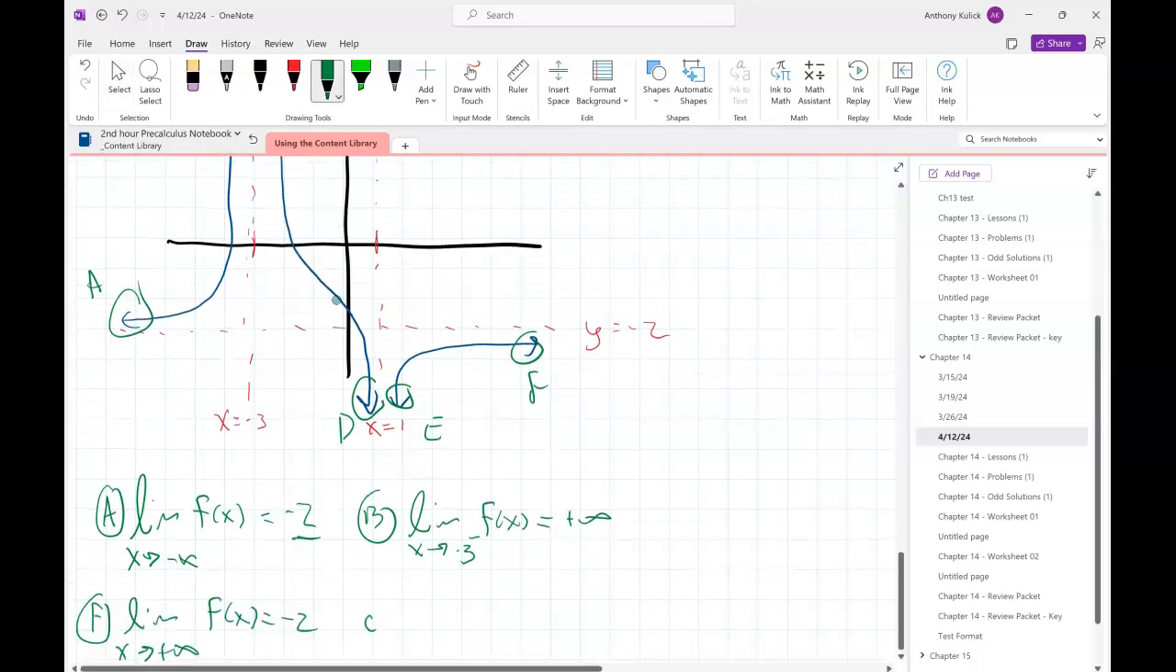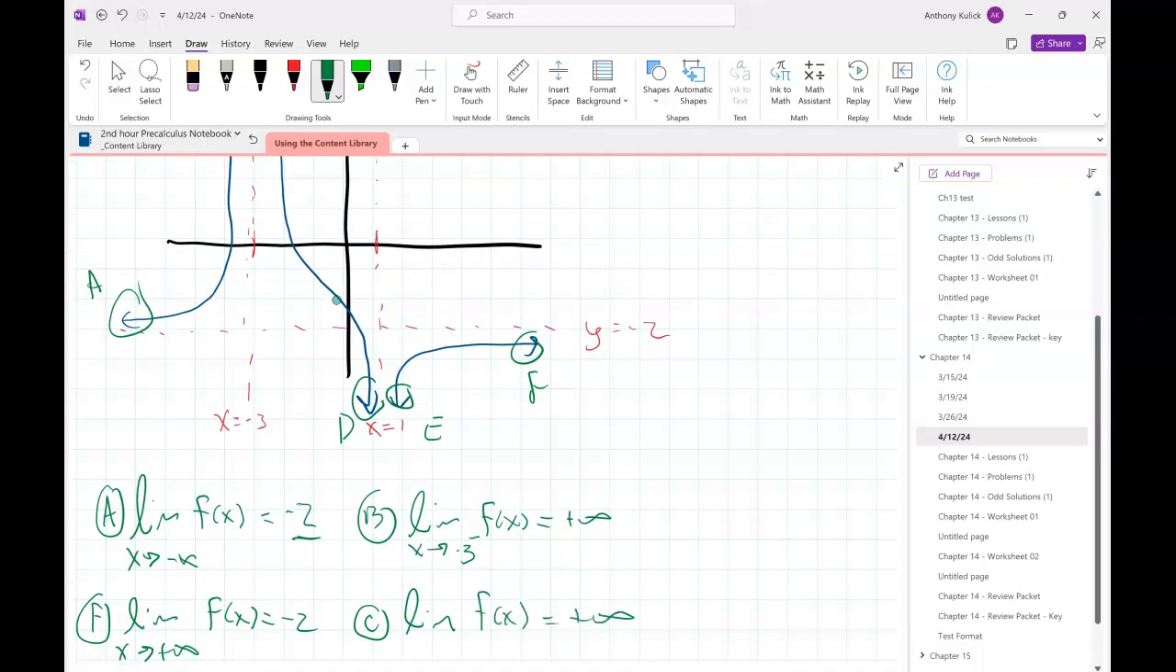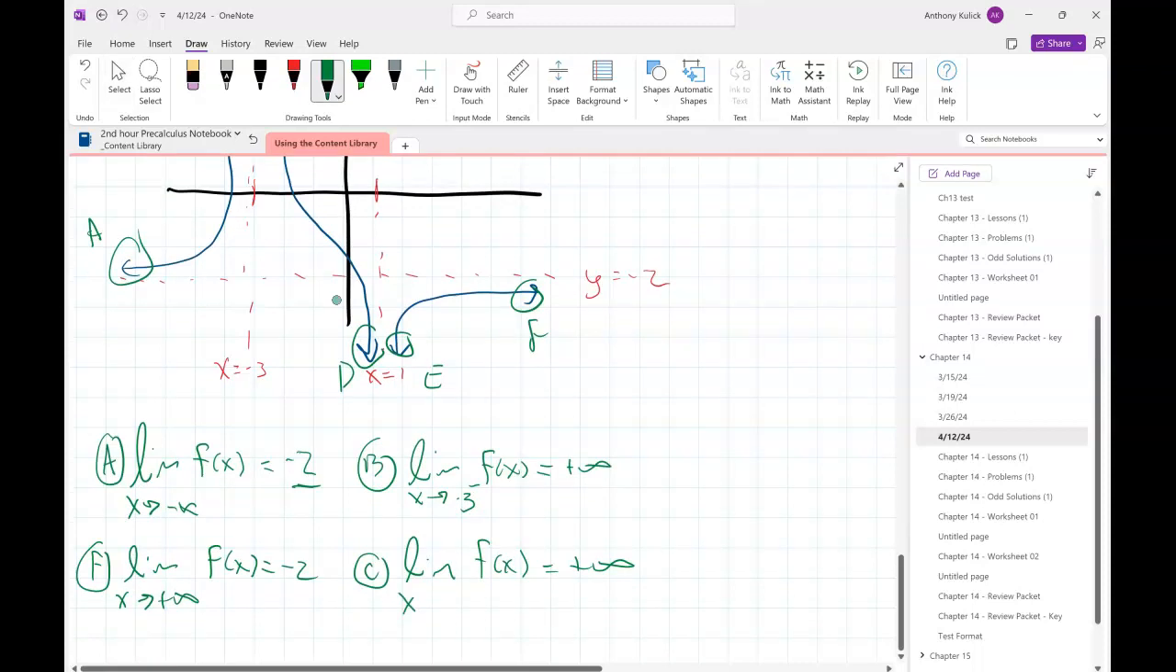And then C is the same thing, right? Except instead of being on the left side of -3, we're on the right side of -3. The positives live on the right, so we put a little positive superscript there. Let's just say that's the right side of -3.